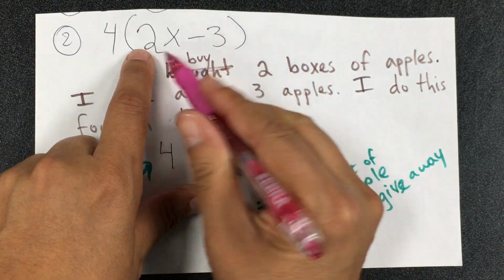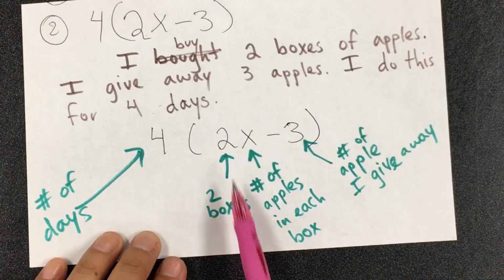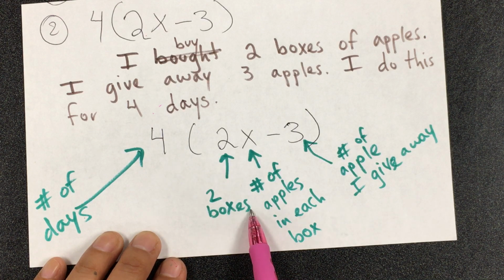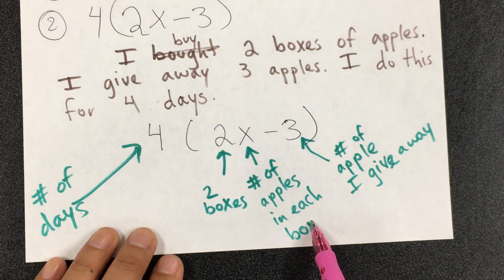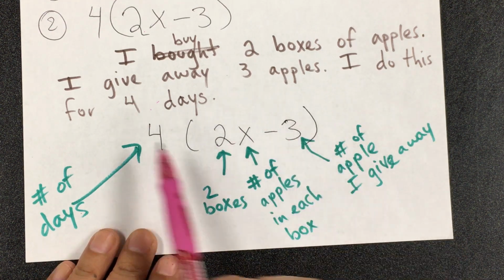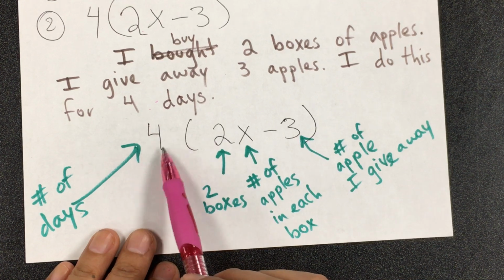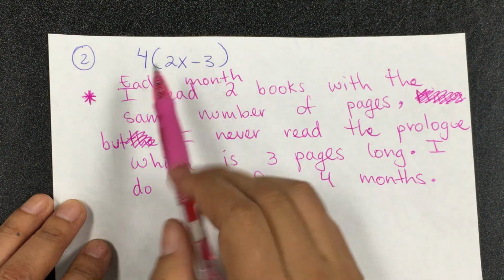So again, this is the 2 boxes of apples. This is the number of apples in each box, the number of apples I give away, and this is the number of days that I repeat the same action, okay? As long as you have 1 example for each one, it's fine.